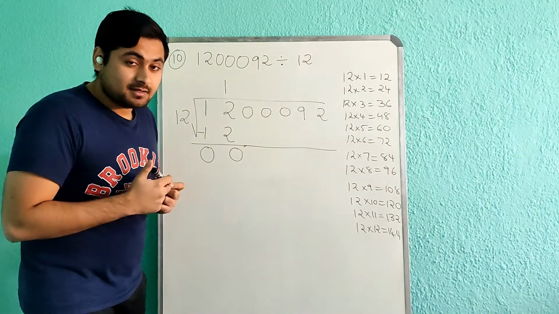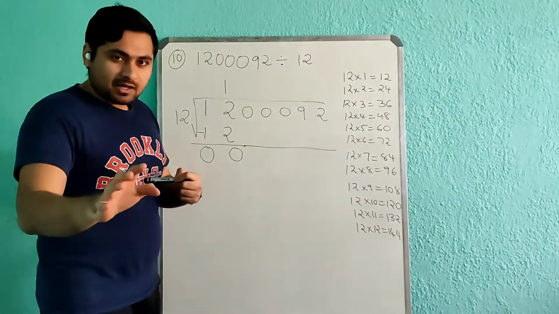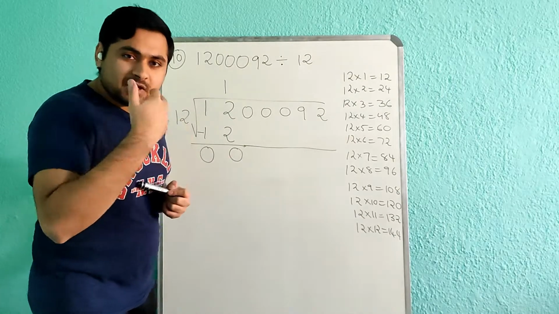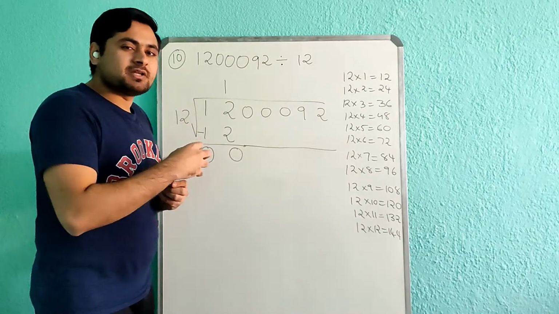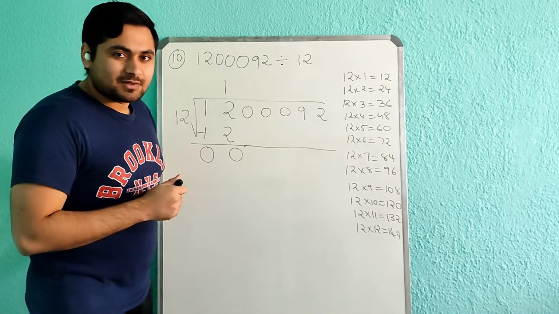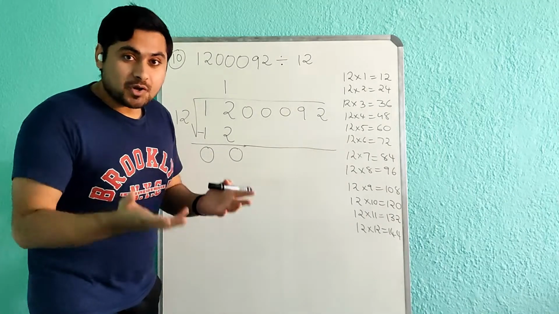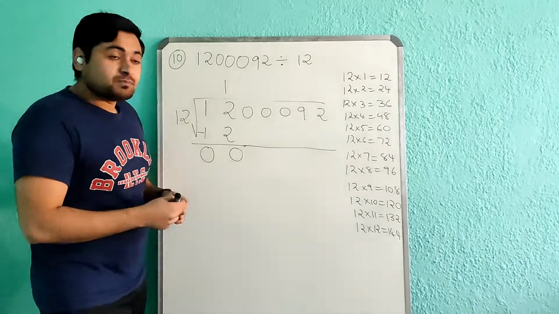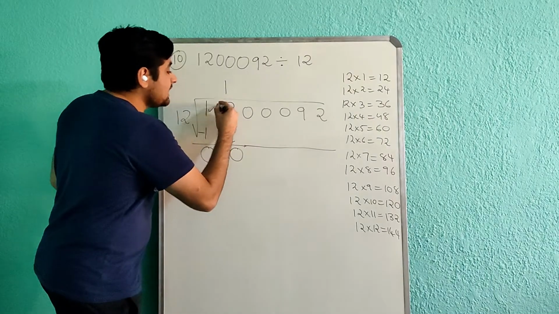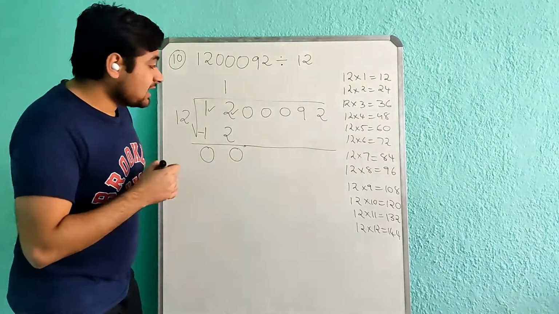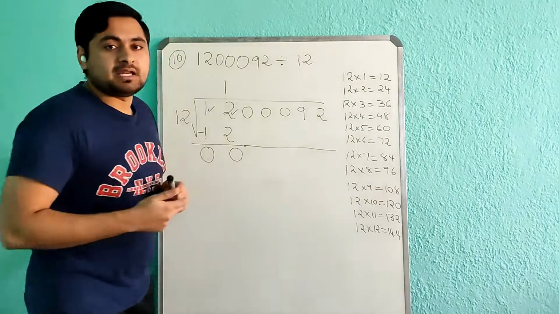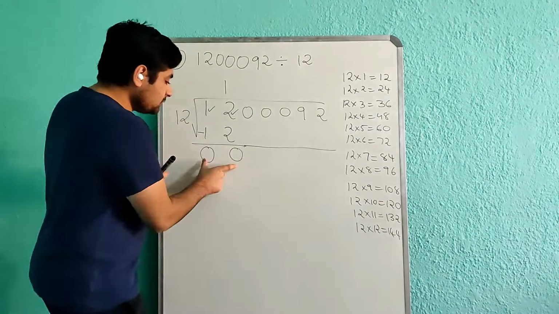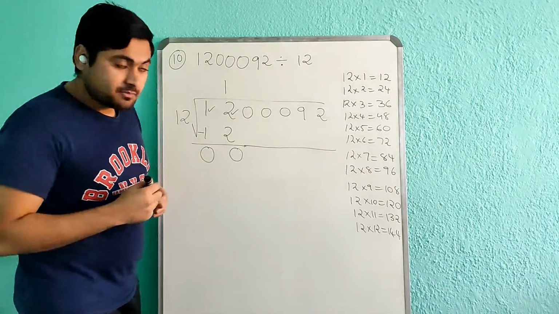Are we done here? Pause the video, answer the question, and give me a reason why. Then come back to the video and see if your reason is right or not. So the answer is no, we are not done. Why? Because we are done with 1 and 2 only. We still have all those numbers remaining.